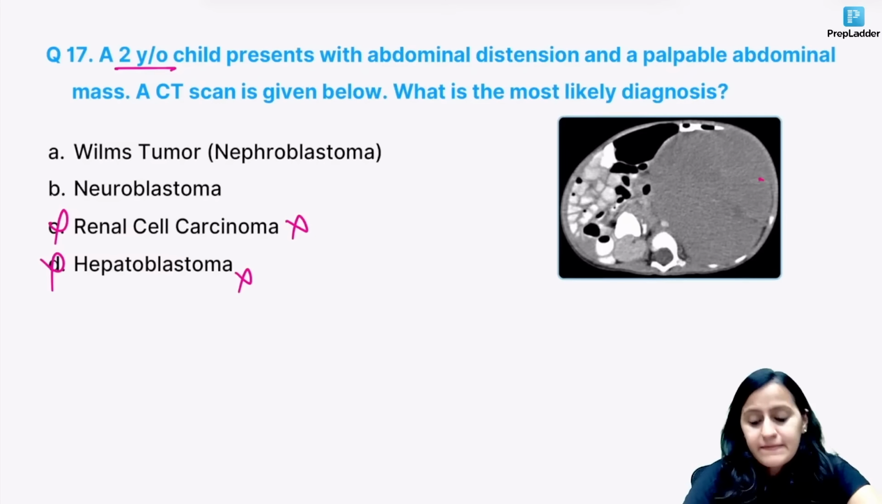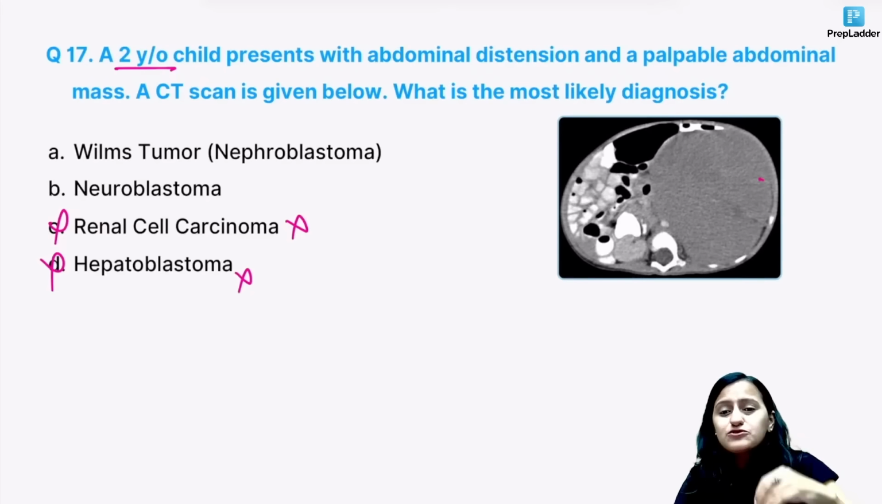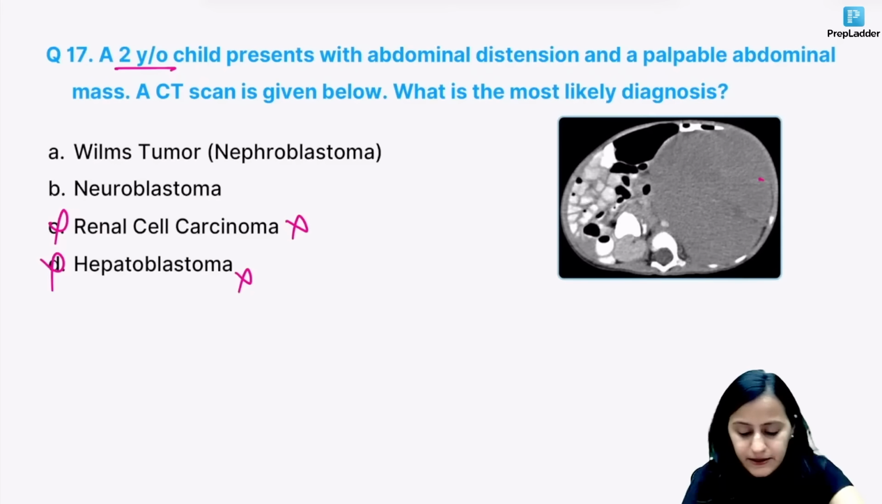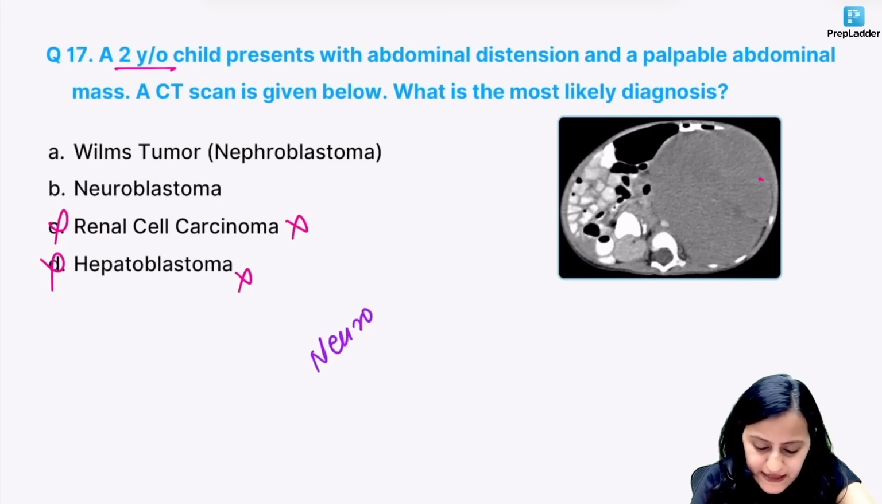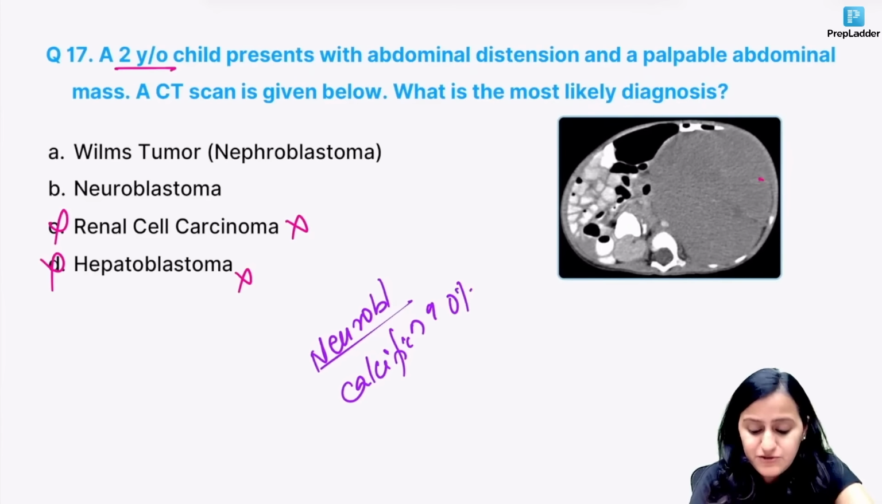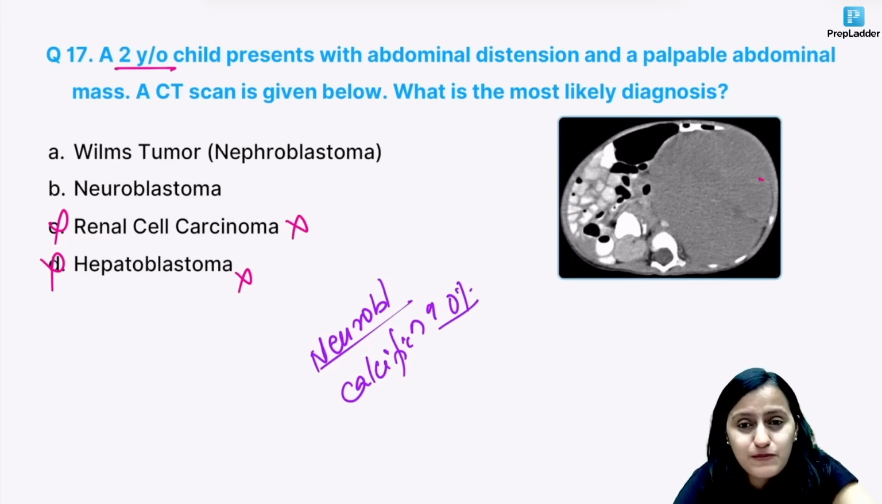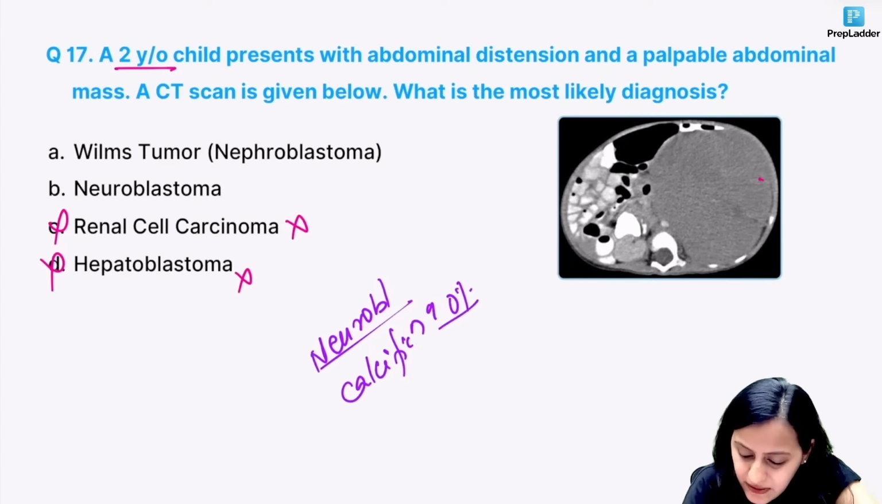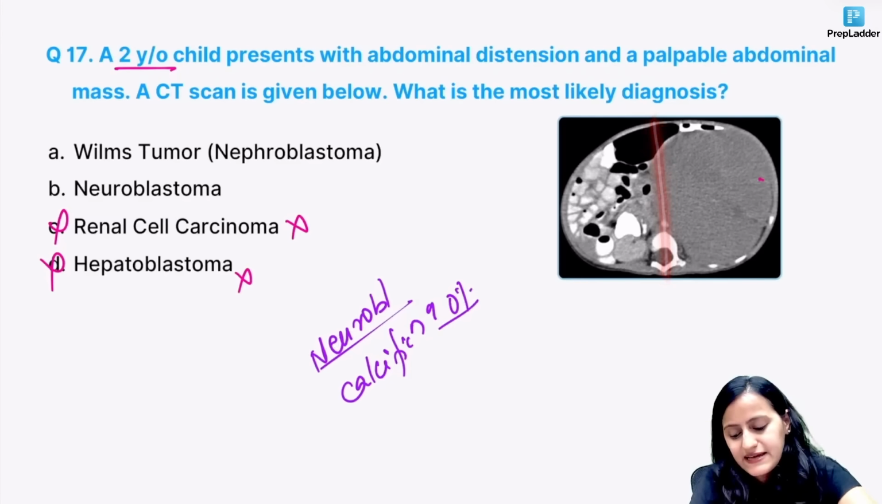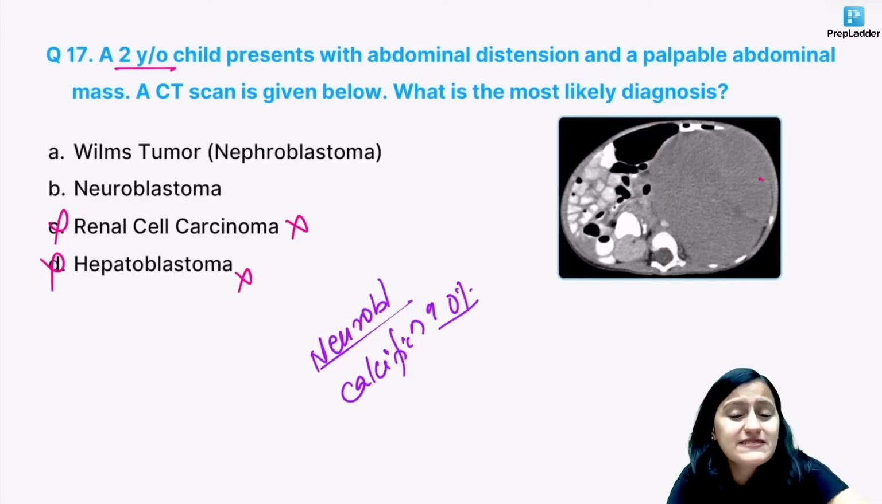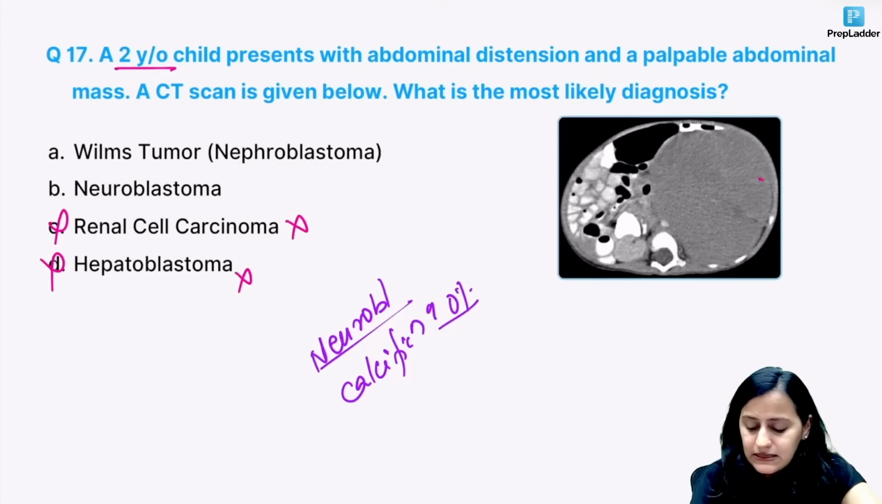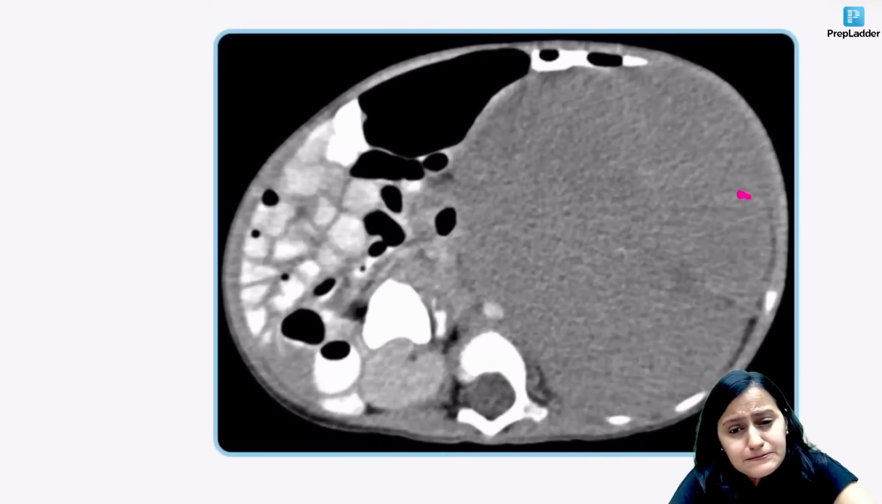Yes. See, at least for your exam, what I would say is, this question would have been framed in a better manner. If it was neuroblastoma, calcification is seen in around 90% of neuroblastomas. If there was calcification, then we would have definitely gone for neuroblastoma. Now, whether this lesion is crossing the midline or not, it is just in the midline. Even this is not very convincing here.